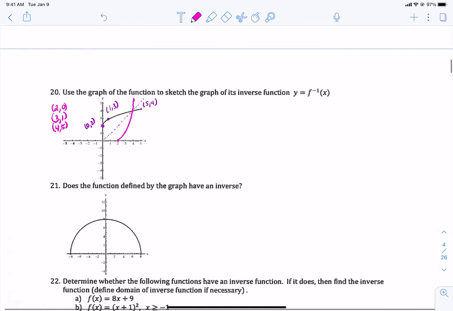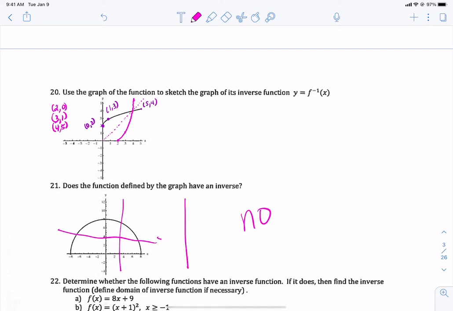Okay. 21. Does the function defined by the graph have an inverse? A graph has an inverse if it passes both the vertical and horizontal line tests. This one does not. That one is a no. It doesn't pass the horizontal line test. If we just graphed this much of it, like just maybe that quarter circle, it would be a yes. But since that whole circle has those repeating horizontal values, it's a no.